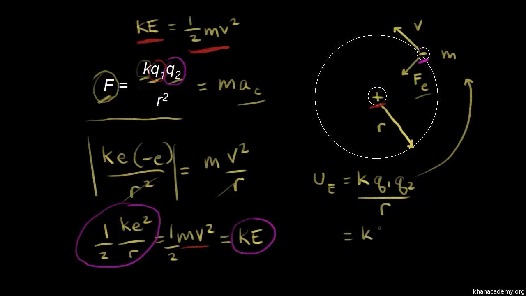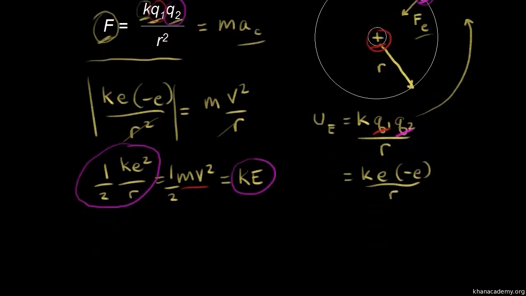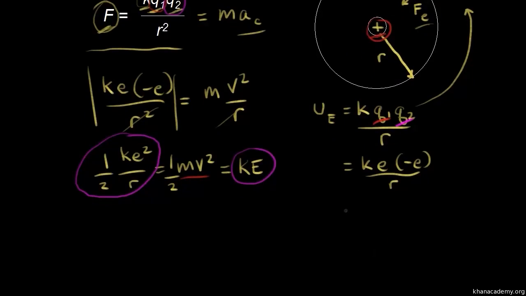This would be equal to KQ1. Again, Q1 is the charge on the proton, so that's positive e, and Q2 is the charge on the electron, so that's negative e, divided by r. This time, we're going to leave the negative sign in, and that's a consequence of how we define electrical potential energy. So we get negative ke squared over r. So we define the electrical potential energy equal to 0 at infinity. And so we need to keep this negative sign in, because it's actually important.